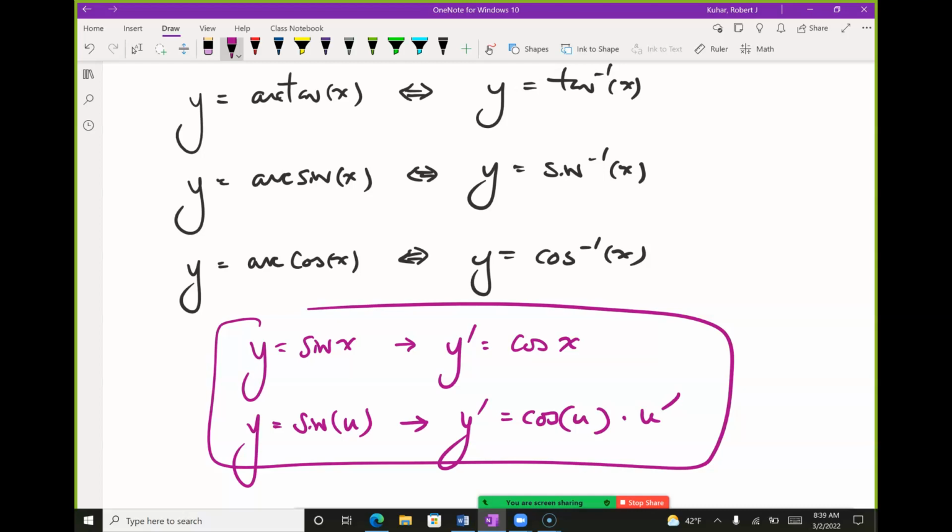Instead of just an x inside the function, I'm now going to be allowed to do any function inside, because of the chain rule. And you just had to do that with the last question. Yep.